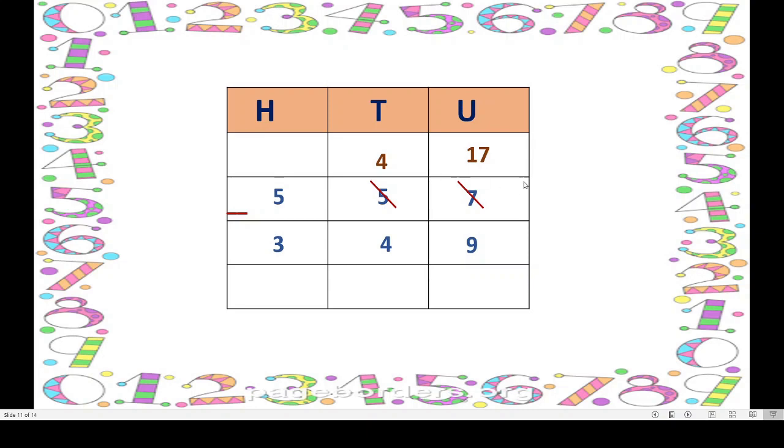Now 17 minus 9. How much? That is 8. Right? And 4 minus 4, how much? 0. And in the hundreds place, 5 minus 3. How much? That is 2. Our answer is 208. No tens is there. Right? Next thing.